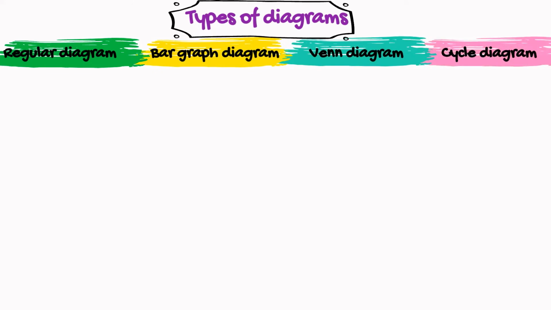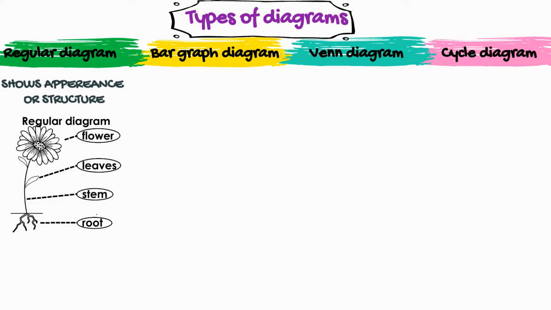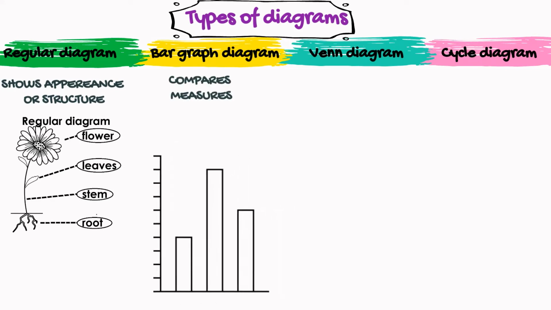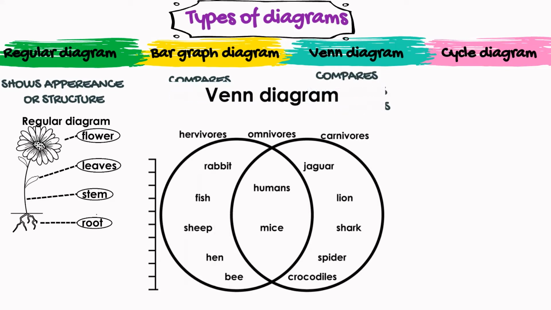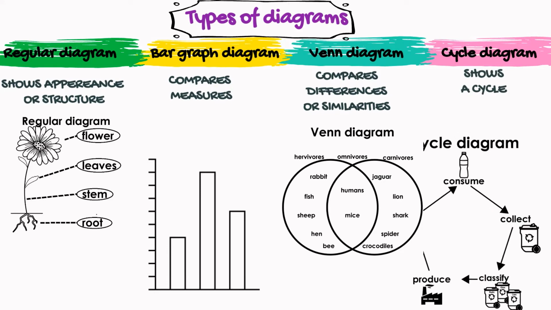Use the regular diagram to show appearance. Use the bar graph to compare measures. Use the Venn diagram to compare differences or similarities. And use the cycle diagram to show a cycle.